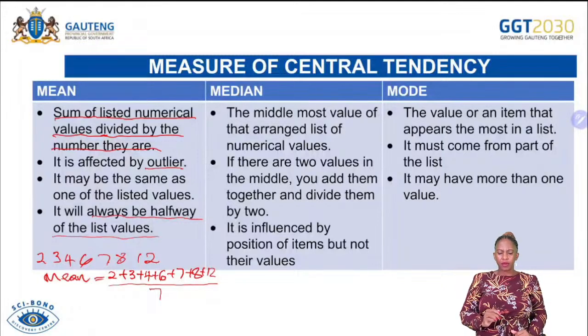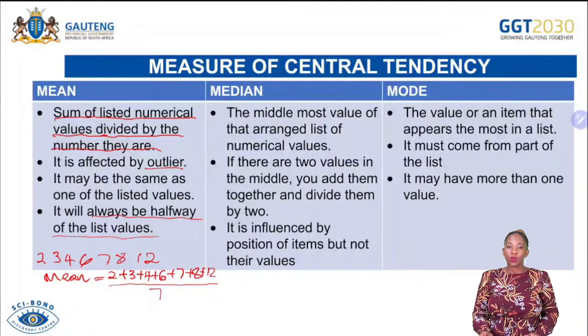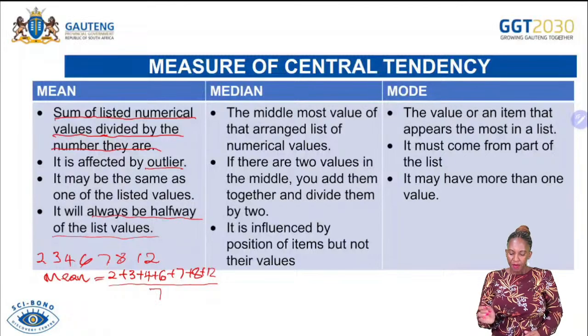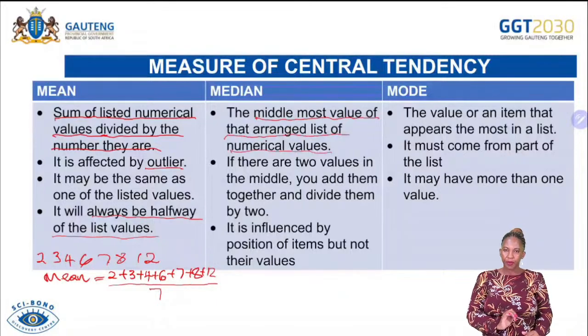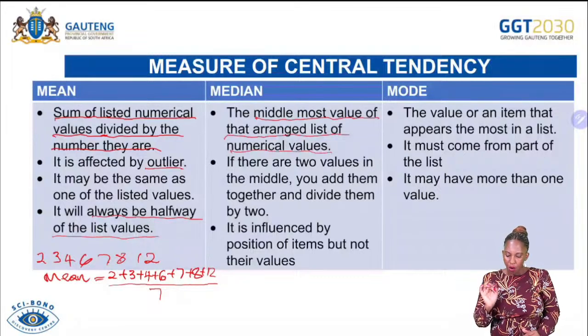And then the median, boys and girls. I like this one, the median. The median, we say it is the middle most value of that arranged list of numerical values. The median, it is the middle most value of that arranged list of numerical values.